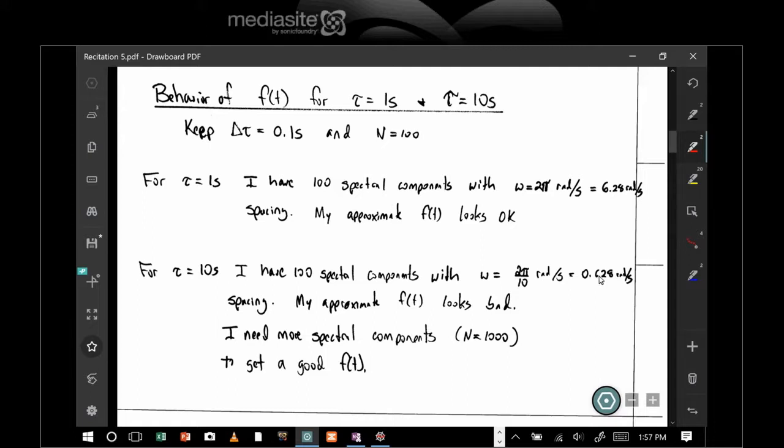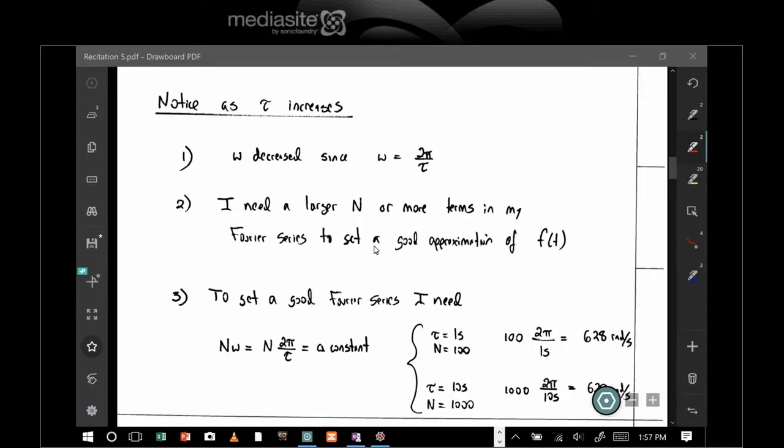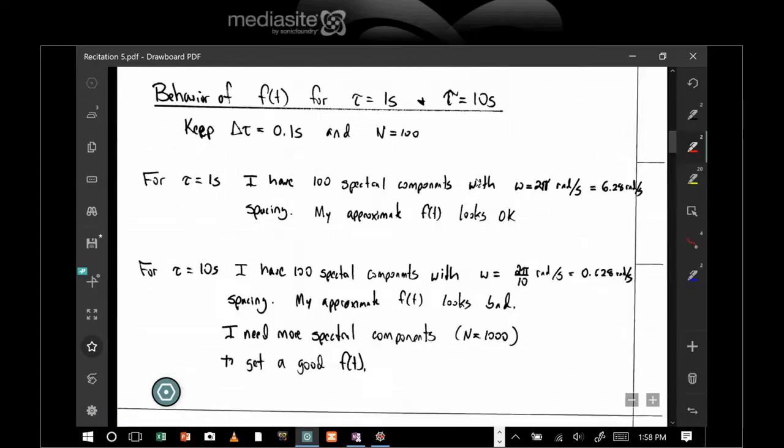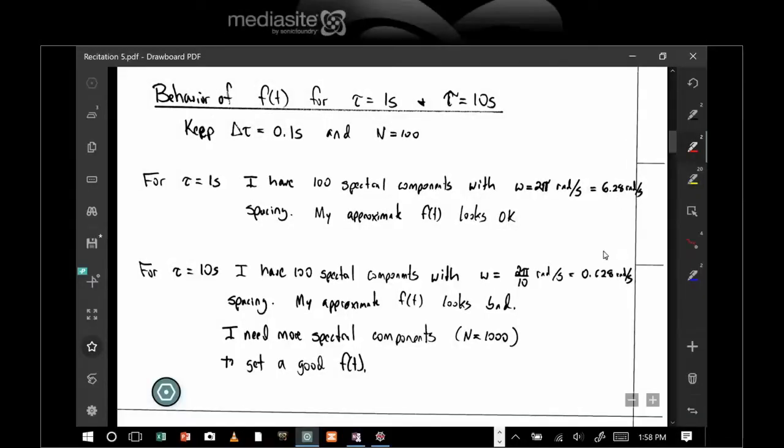It looks bad. Now if I add more spectral components, I got something that looked better. Now let's take a look at that in more detail. If I go from tau equal 1 second to 10 seconds, first of all, omega, the fundamental frequency, decreases, because before I had 2 pi radians per second, and now I'm going to have a tenth of that as tau goes from 1 second to 10 seconds. So again, that's going from 6.28 radians per second to 0.628 radians per second.